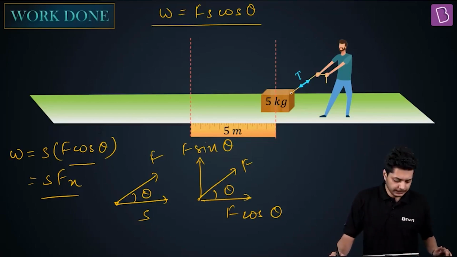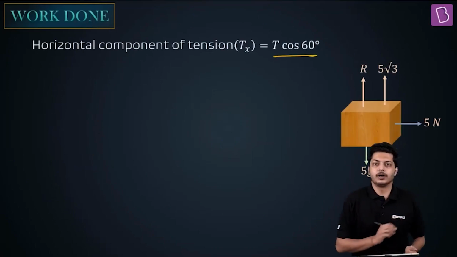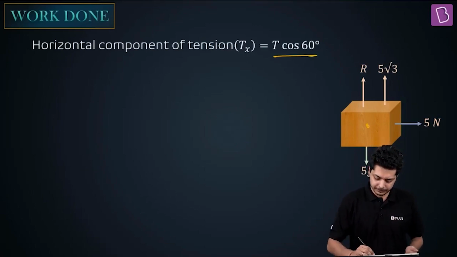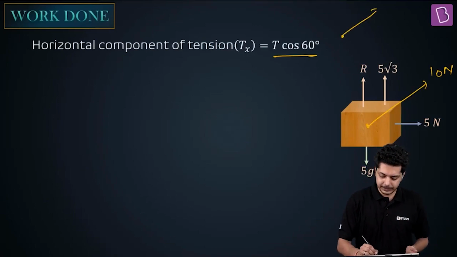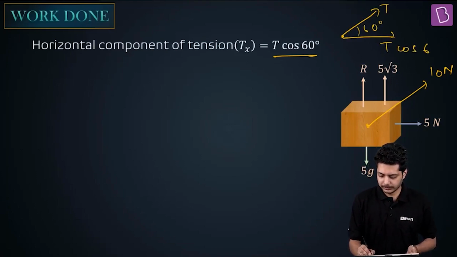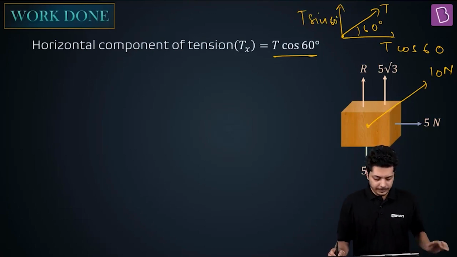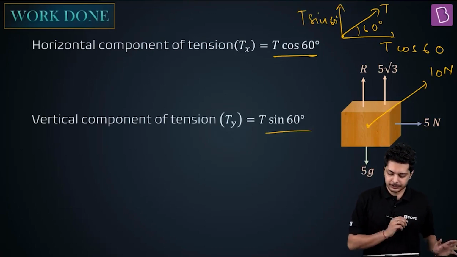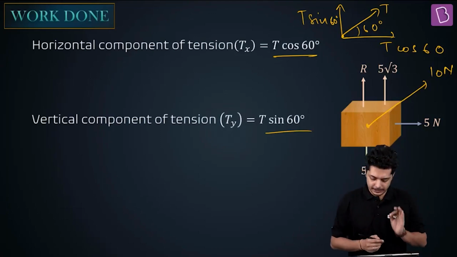Now in this question, in this situation, if we look at the horizontal component, it will be T cos 60 degree. Here we have the tension which is equal to 10 Newton. So if the tension is making an angle of 60 degree with the horizontal, the horizontal component is T cos 60 degree, and here we have T sin 60 degree. Vertical component will be T sin 60 and horizontal component is T cos 60, and we don't need to take care of the vertical component.